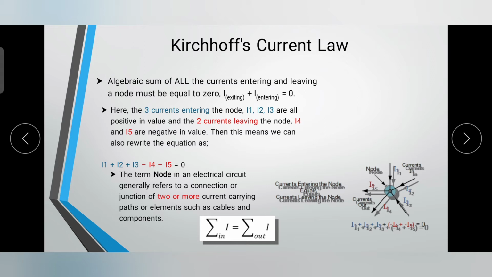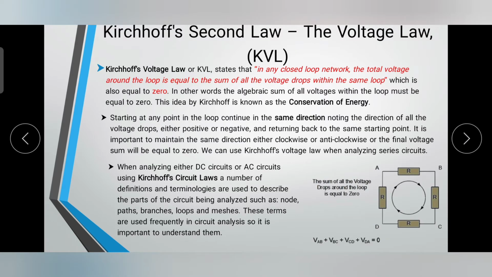Next, for Kirchhoff's current law, when you see the diagram, I1, I2, I3 are entering currents and I4, I5 are leaving currents. Then we get I1 plus I2 plus I3 equal to I4 plus I5, which is nothing but the algebraic sum of entering currents being equal to the algebraic sum of leaving currents, which is also known as Kirchhoff's current law.